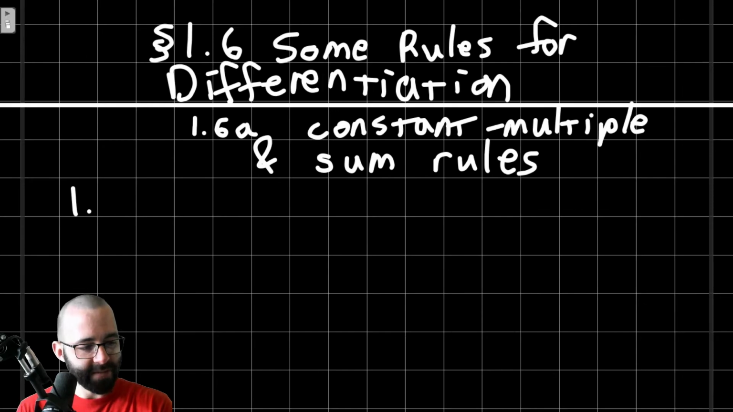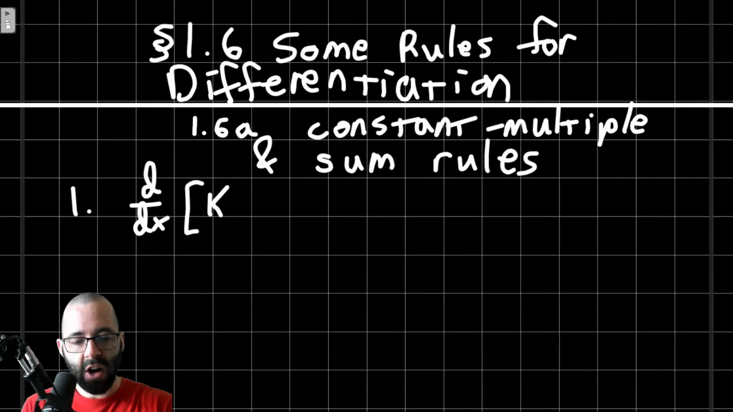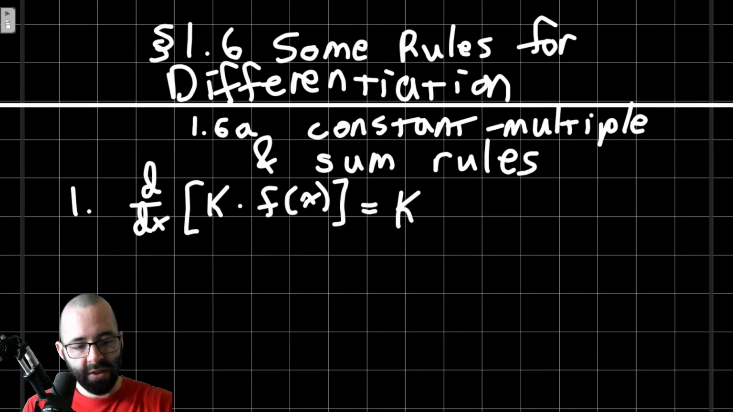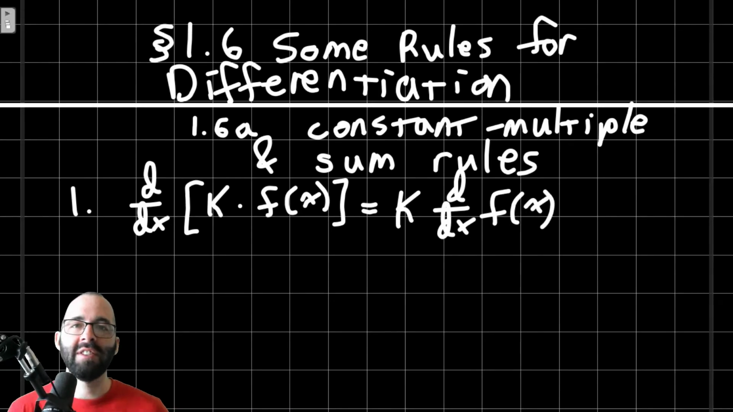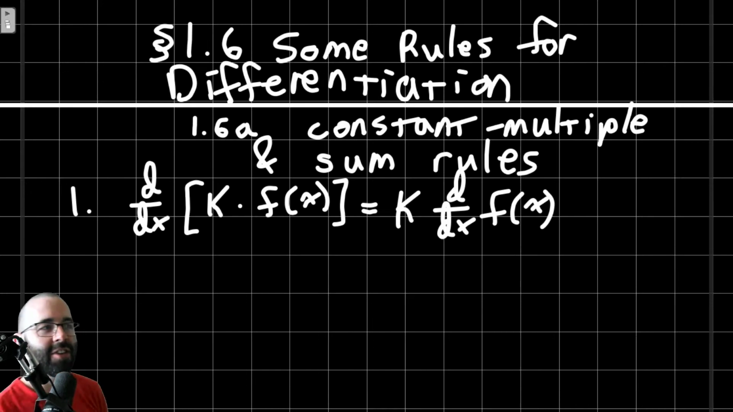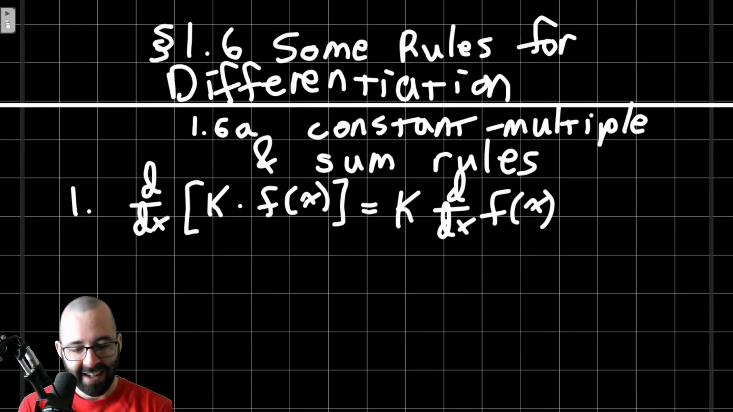Rule number 1 is called the constant multiple rule. So if I have the derivative of a constant, just some number, times a function, the constant can come out in front. It's going to be k times the derivative of that function. We've already finished a third of the section. Already done a third of the entire section. How about that?